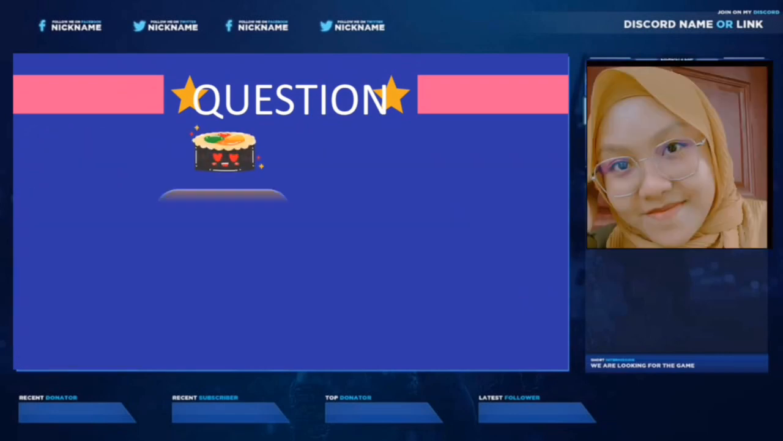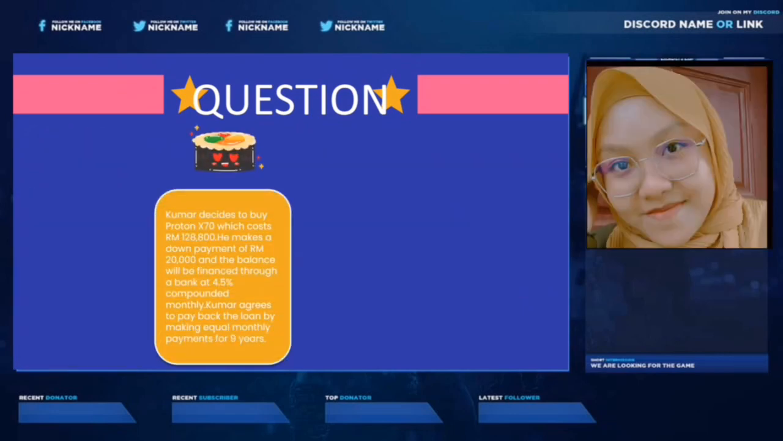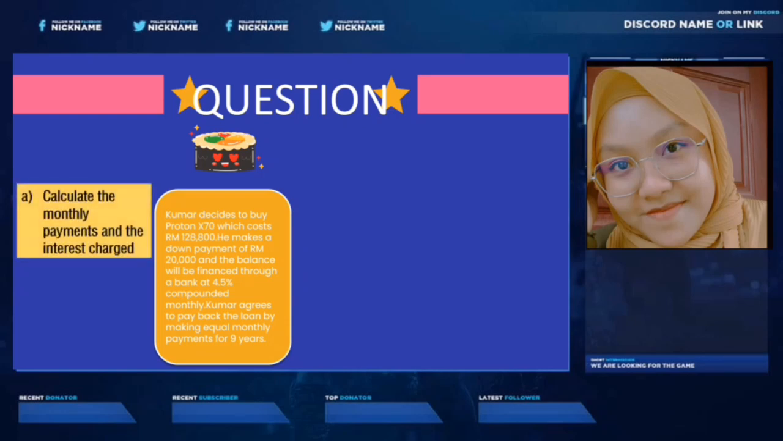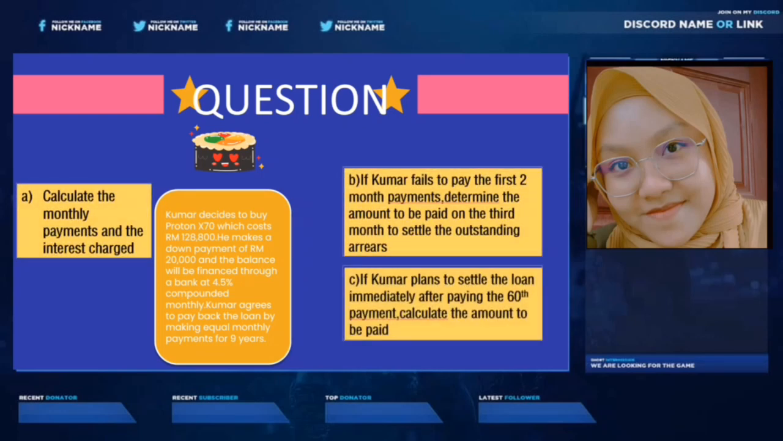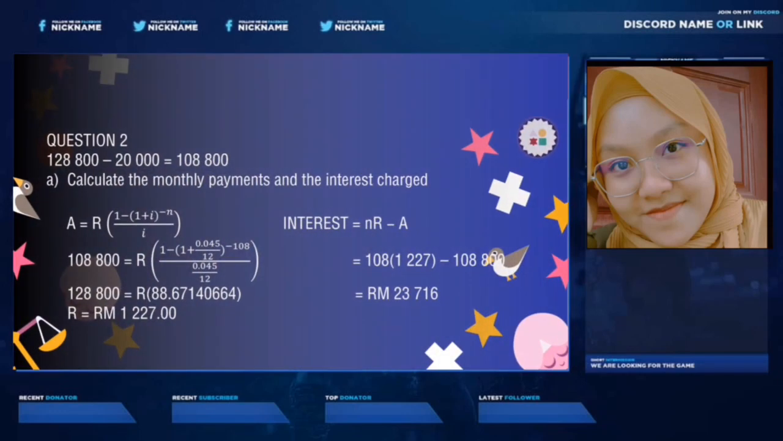Question 2. Kumar decides to buy a Proton X70 which costs RM128,800. He makes a down payment of RM20,000 and the balance will be financed through a bank at 4.5% compounded monthly. Kumar agrees to pay back the loan by making equal monthly payments for 9 years. A. Calculate the monthly payments and the interest charge.